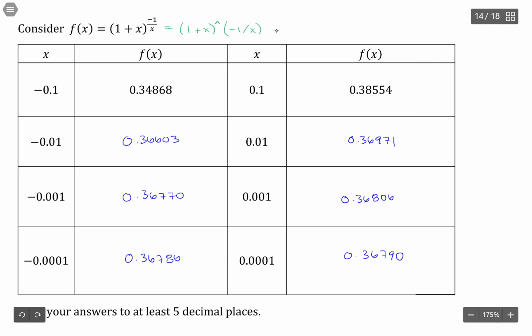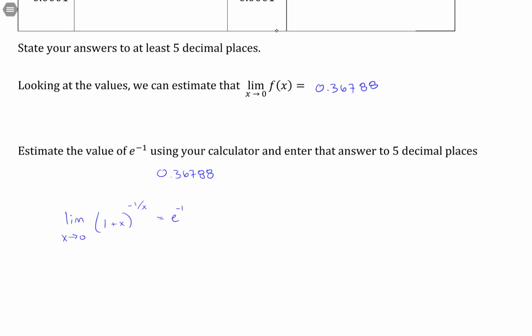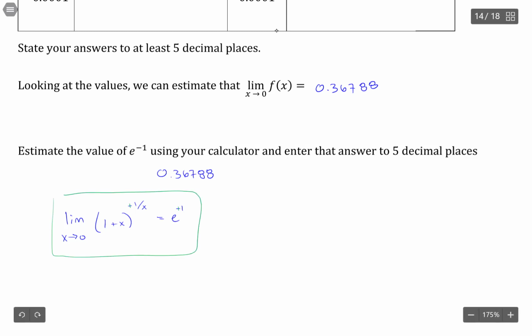So for this particular function, let me write it out down here. We're saying the limit as x approaches 0 of 1 plus x raised to the negative 1 divided by x is e to the negative 1 power. And in fact, if I had made this a positive 1 over x, that would have been e to the positive 1. So this limit right here is actually the definition of the value e. That's how we come up with it. So just kind of a fairly interesting situation if you haven't seen it before.